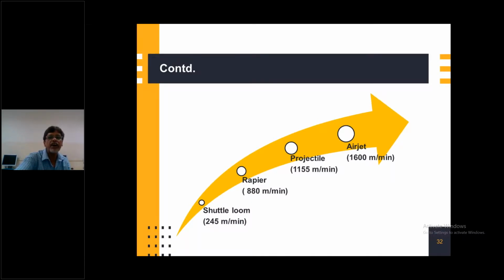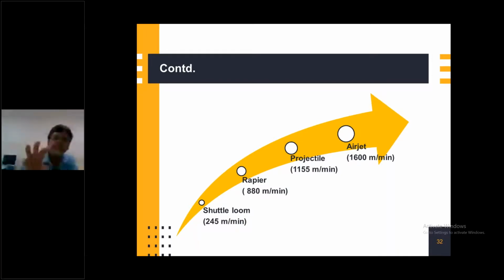So if you see, it does not increase linearly. It can be 245 meters per minute, then it appears in the range of 800 meters per minute, projectile 1200 meters per minute, and here you go 1600 meters per minute.